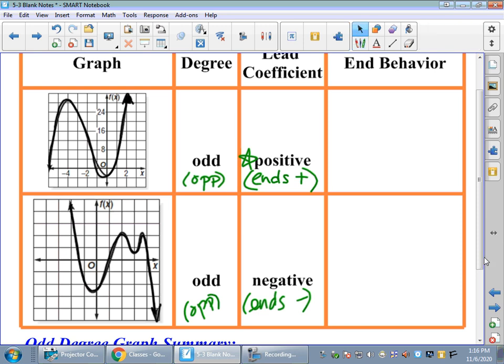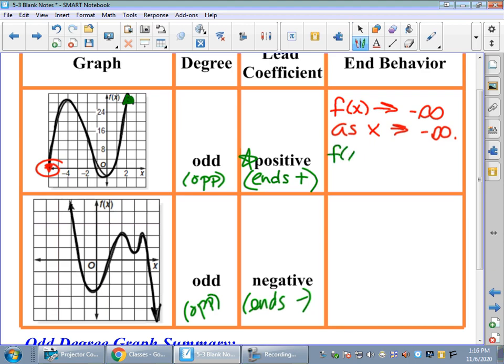Let's go ahead and do the end behaviors really quick. So I got a red arrowhead here. Okay, so it's going down and to the left. f of x approaches negative infinity as x approaches negative infinity. And then the green arrowhead up here, f of x is approaching positive infinity. It's getting bigger as x approaches positive infinity. As the x values get bigger, so do the y values.